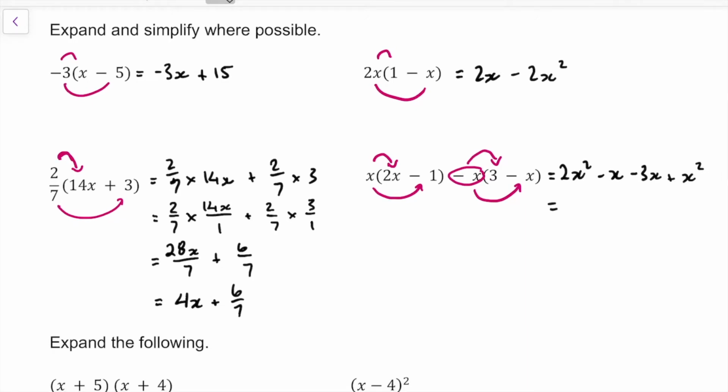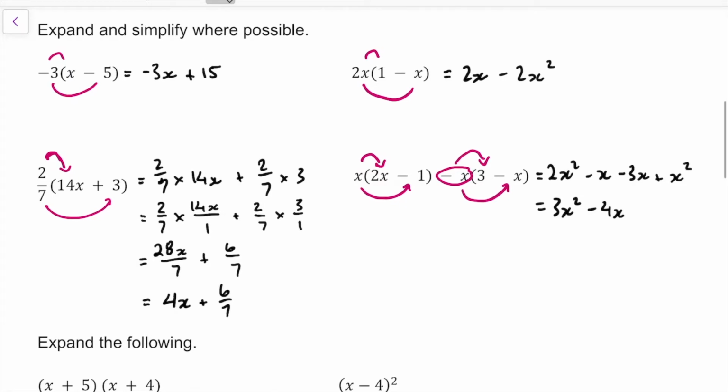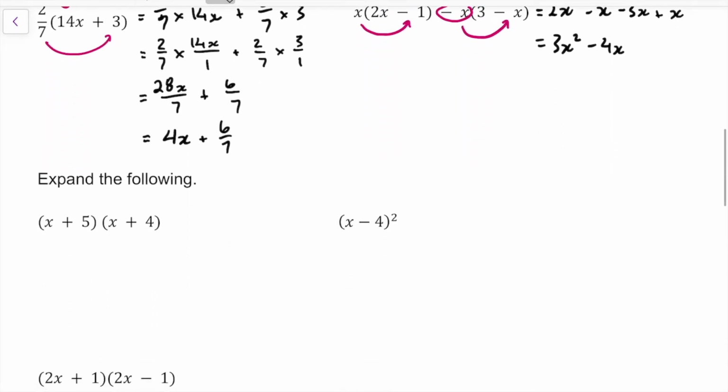Once we collect our like terms, we've got 2x squared plus x squared gives us 3x squared. Minus x minus 3x, that's going to be minus 4x. And that's that one done. No more like terms, no more consolidation, done and dusted. Let's keep going.